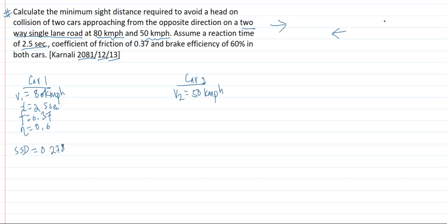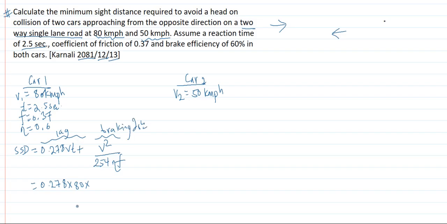So we know the formula for SSD. It's 0.278 Vt plus, so this is the lag distance, and the braking distance is V square by 254 eta and f. So for this particular car 1, we'll be solving this: 0.278 into V, which is 80, and t, this is the braking distance, right? And t is 2.5 seconds, plus V square is 80 square by 254 into eta is 0.6 into f is 0.37.